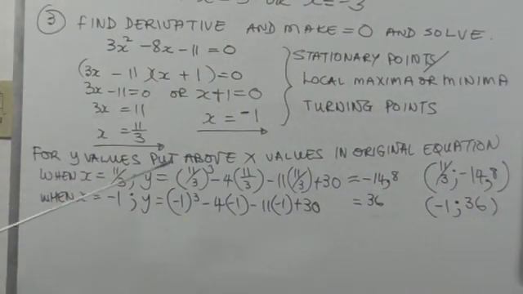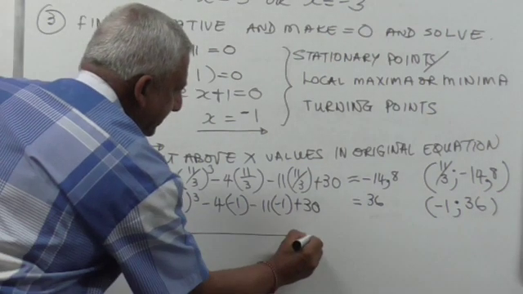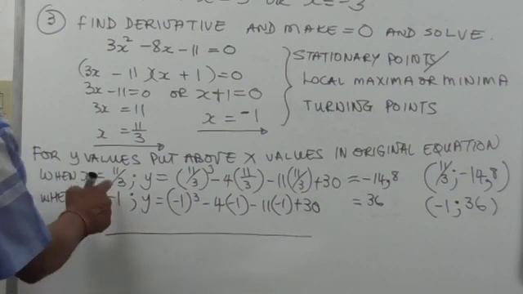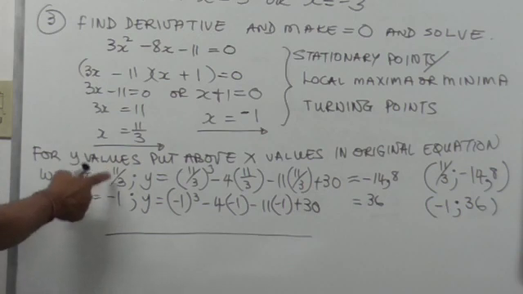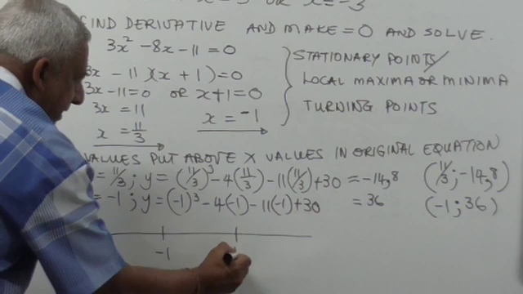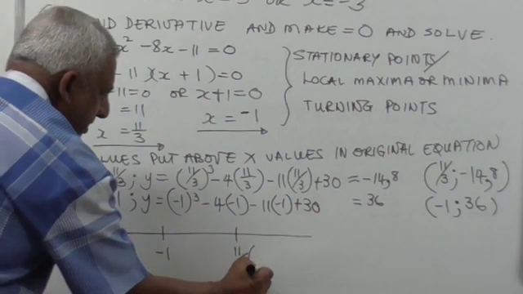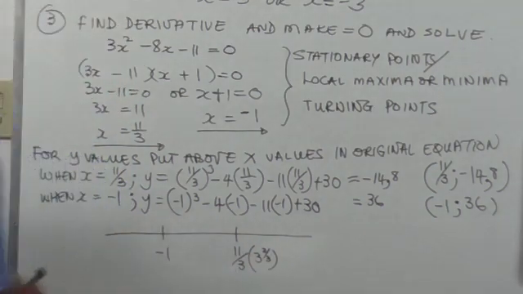But just before we draw the graph, I want to show you how you can work out which is a maximum point and which is a minimum point. So let's focus here a little bit. This is what you do. You can draw a line like this. And on this line, you put down the 2 x values in number line order. So minus 1 will be here, and 11 over 3, which is actually 3 2/3, there.